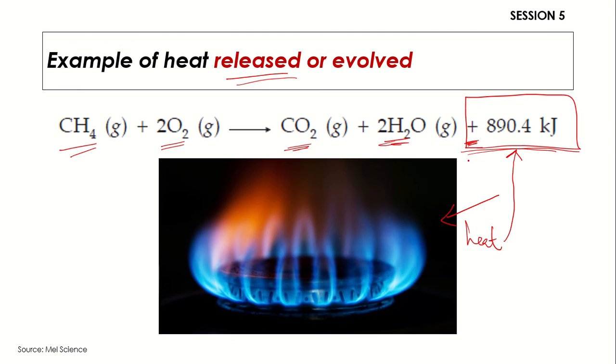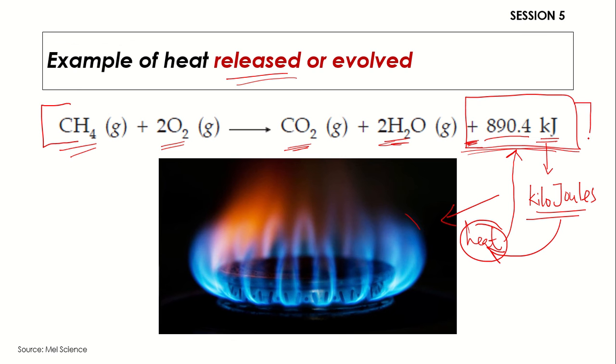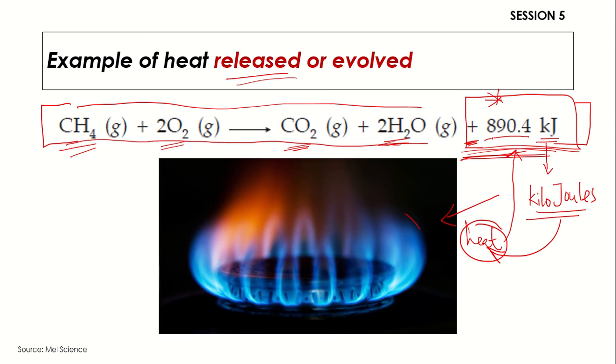So here you have a positive sign, then you have a number, and here you have a unit. So this unit stands for kilojoules. And the joule is a unit to measure heat. So if you say this kind of chemical equation, this is thermochemical equation. So once again, thermochemical equation will have chemical equation, and along with it the amount of heat absorbed or heat evolved will also be mentioned. So in this example, it is heat released or heat evolved, or we can also say heat lost.